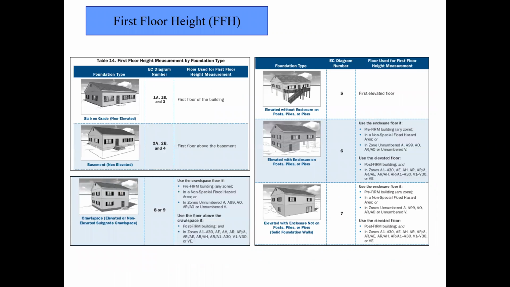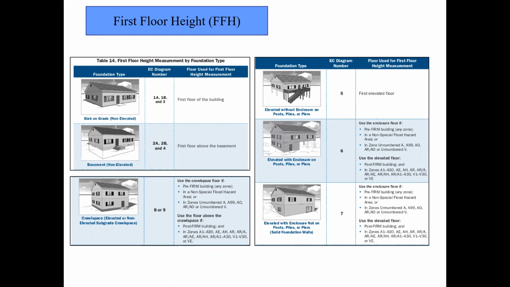So just looking at first floor height again, just at the different diagram numbers and how it corresponds to flood insurance. Again, we're still waiting on this new form, so I think it's just going to clarify some of this. Slab on grades, it's the first floor. Anything with a basement, it's the floor above that basement. If it's a crawl space of any kind, it's the floor above the crawl space, as it depends on if it's pre-FIRM or post-FIRM.